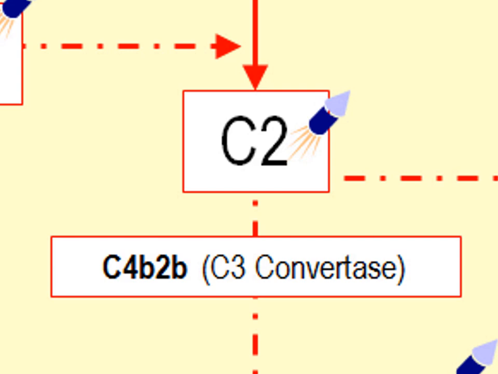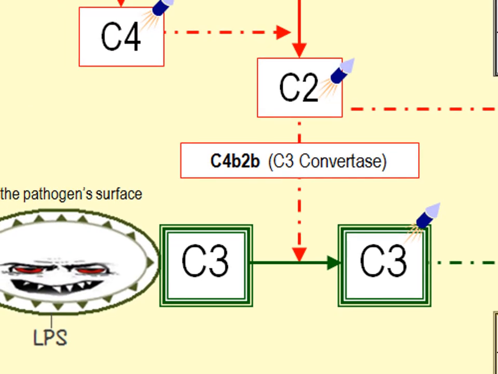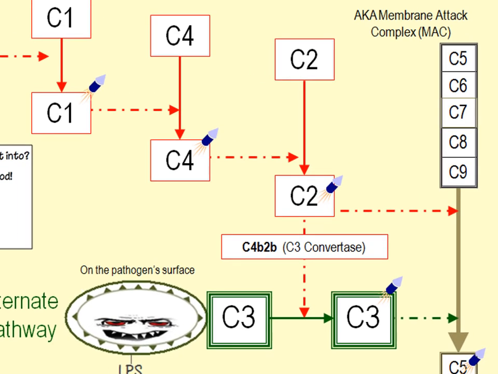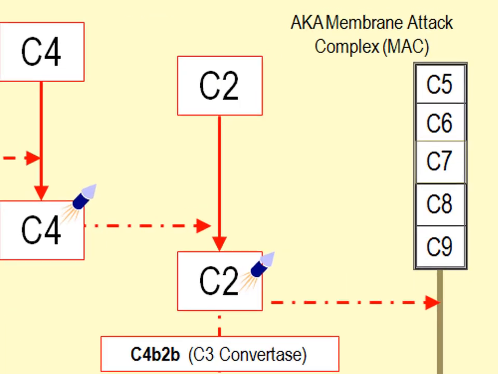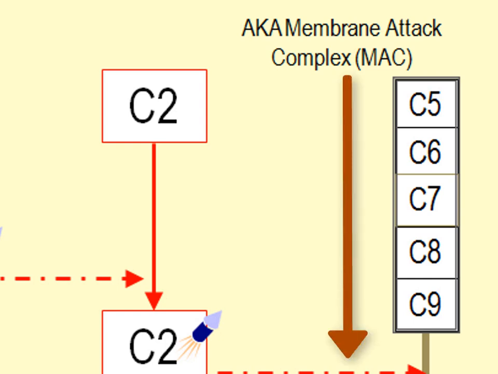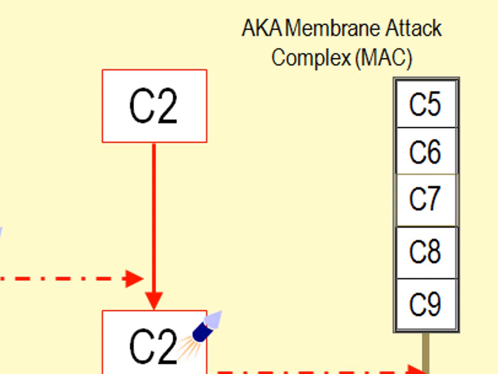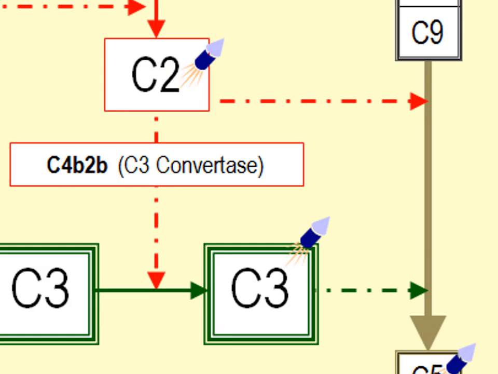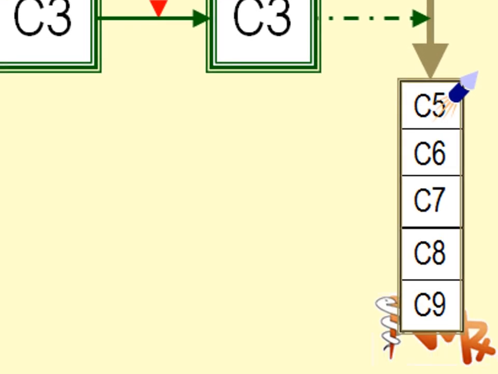This complex, C4b2b, is also known as C3 convertase. C3 convertase will activate C3. So we're going to get activated C3 complement. So activated C2 and activated C3, both of them, activate complements 5, 6, 7, 8, and 9, and these are collectively known as the MAC complex. So we activate all of these complements almost together, however sequentially, from C5 to C9. And this is essentially the initiation of the MAC complex, or membrane attack complex.